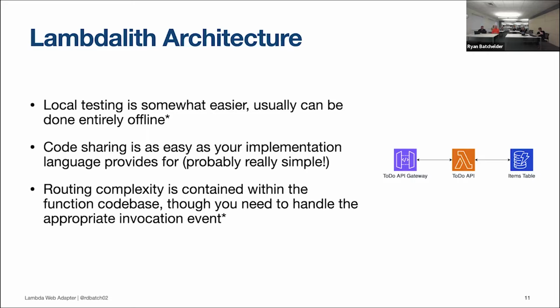Code sharing gets significantly easier. Now you're basically doing code sharing as easy as whatever your language of choice makes for sharing code and packages. Usually it's import from another file. You've probably done this a million times writing code for any other scenario. And the routing complexity here is generally contained within the function's code base itself. Usually what you're doing here is configuring API Gateway with a proxy route that's going to send all of the traffic to this one Lambda. And then in that Lambda, you're going to make a decision about what code paths you're going to invoke. But you need to handle the appropriate invocation event.